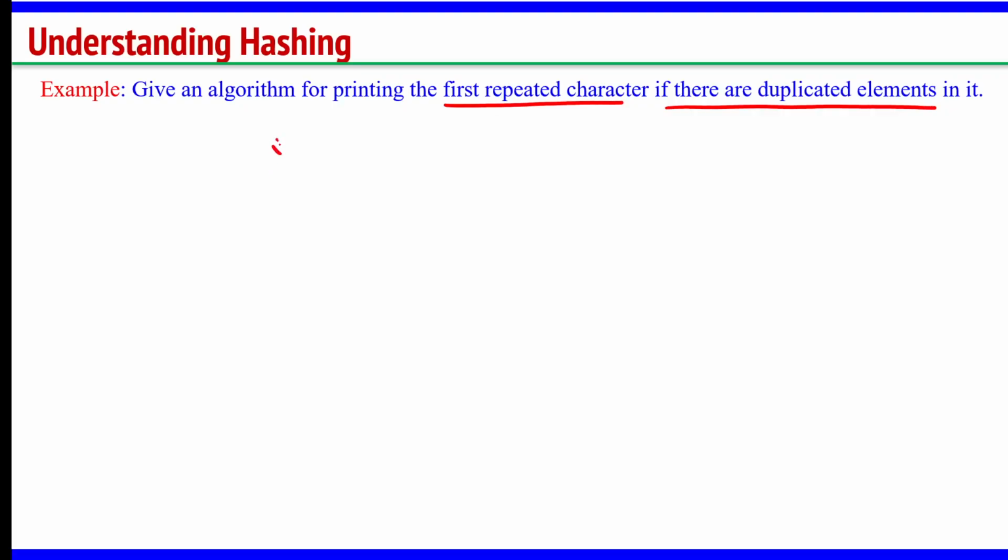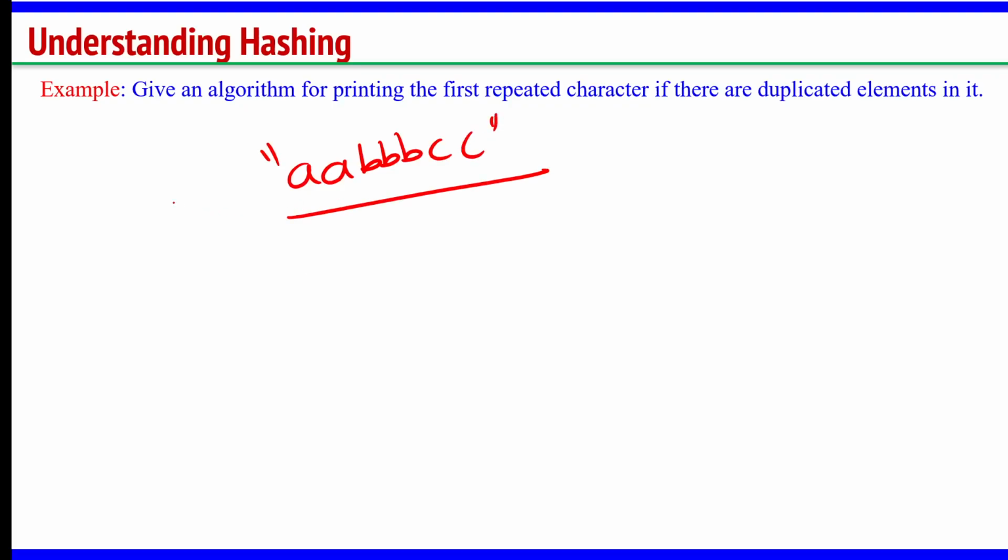Suppose I give a string A, B, B, B, C, C. Given this string as an input, my problem here is to print the first repeated character. There are so many characters here. Which character is repeated first? A is repeated first. In this case, A will be the answer.